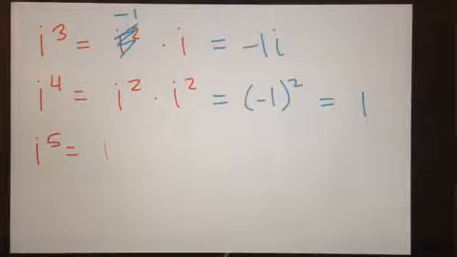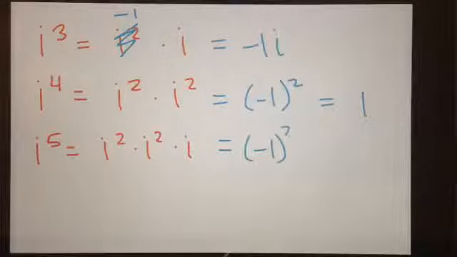i to the fifth is the same as i squared multiplied by i squared multiplied by i. So here, it's like we have a -1 to the second power because we have two i squareds. And then we have an i on the end. And so -1 squared is just +1 with the i on the end, so +1i.